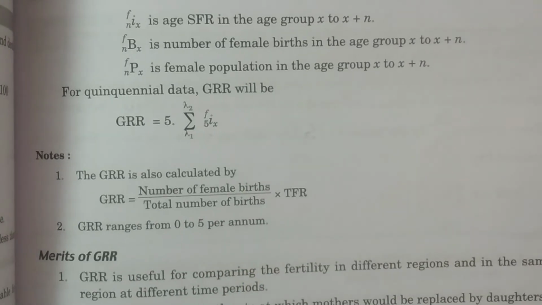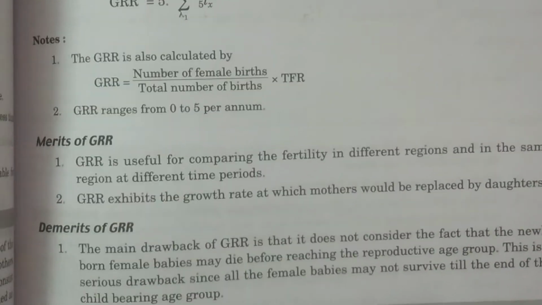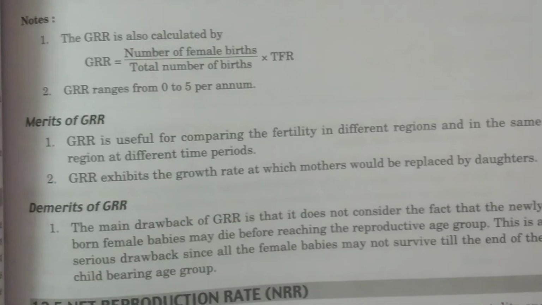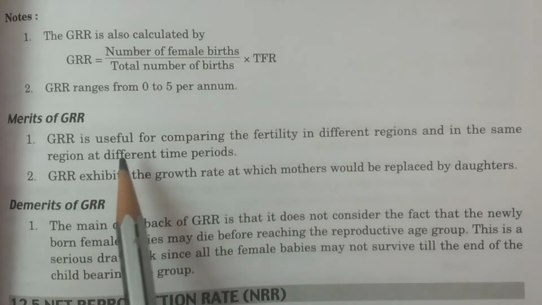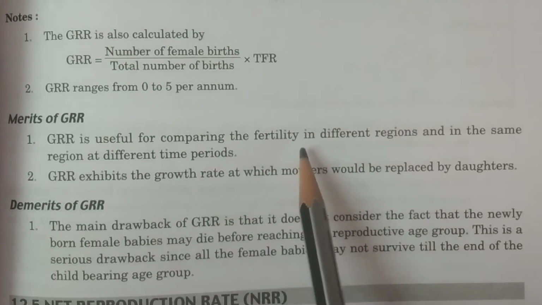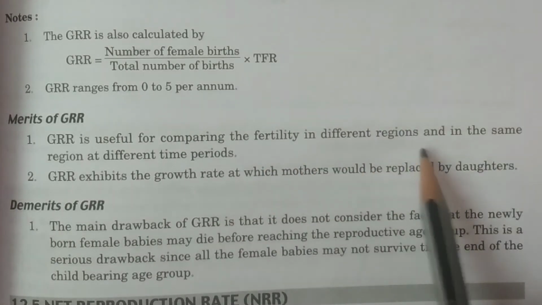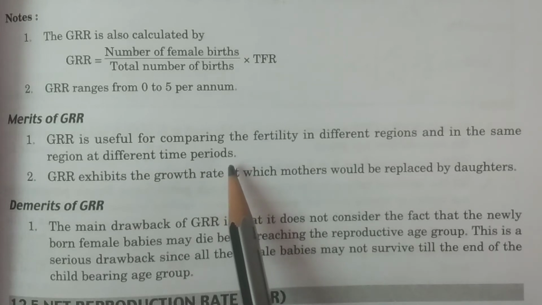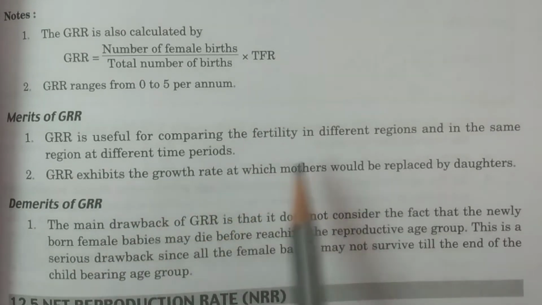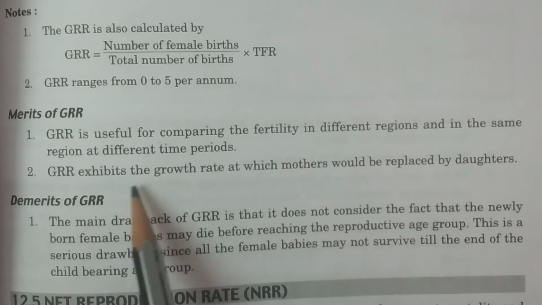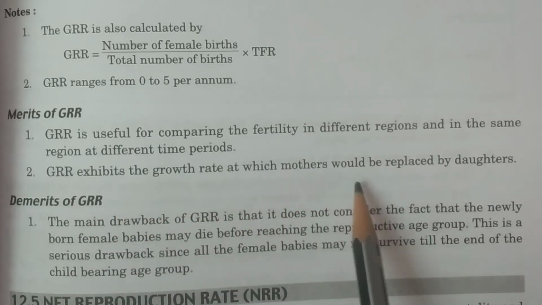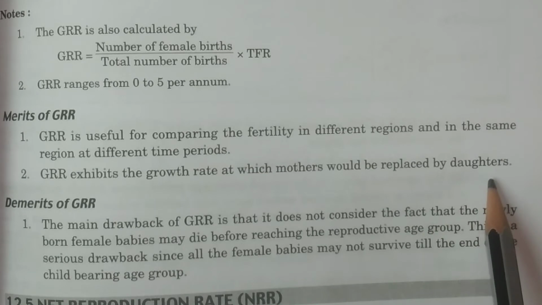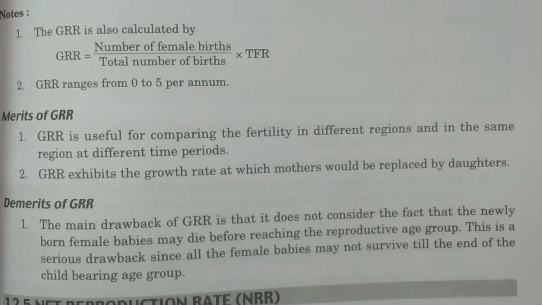Now we see what are the merits and demerits of GRR. The GRR is useful for comparing the fertility in different regions and in the same region at different time periods. And GRR exhibits the growth rate at which the mothers would be replaced by daughters. So therefore, it is a growth rate.